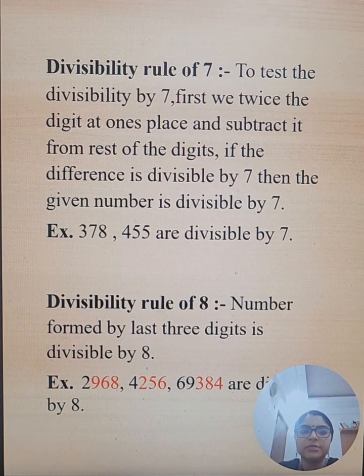Like this is the rule of divisibility of 7. Then the divisibility rule of 8.